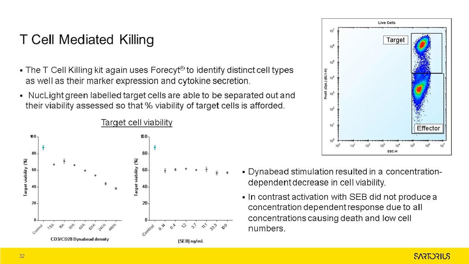As expected, the Dynabeads induced a concentration-dependent decrease in target cell viability, whereas SEB activation resulted in similar levels of killing across the different concentrations. This difference was again due to SEB potency, creating a blanket high cell death over all concentrations and low target cell numbers, creating this flatter effect.